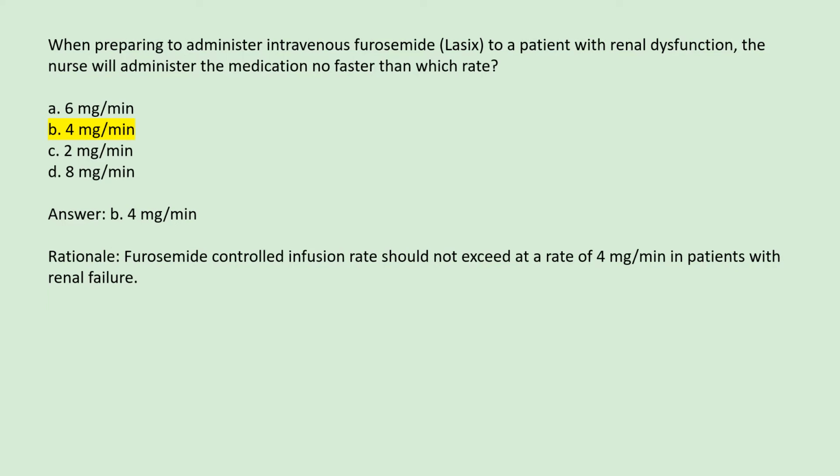Answer. B. 4 mg per minute. Rationale. Furosemide-controlled infusion rate should not exceed a rate of 4 mg per minute in patients with renal failure.